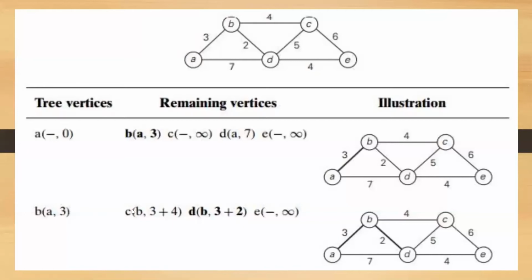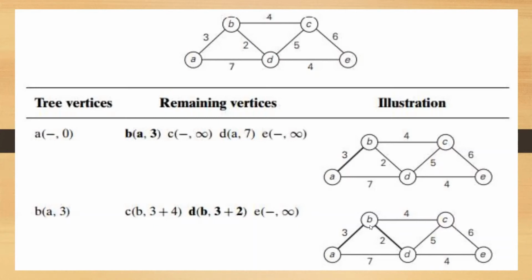Now, the second step. For A and B, which are the fringe vertices? For A and B, the fringe vertices are C and D, isn't it? Because C is adjacent to B and D is adjacent to A. Okay. Now, E is the remaining vertex. So D, E and C, all these three are remaining vertices. Out of these three remaining vertices, C and D are the fringe vertices.